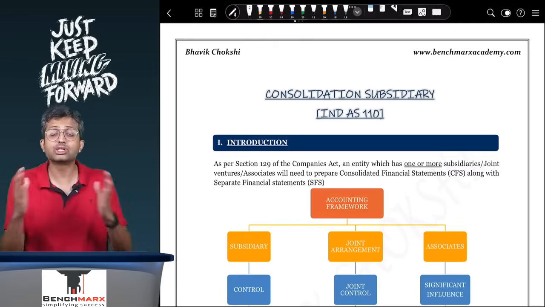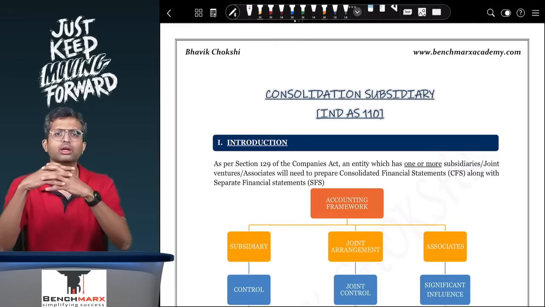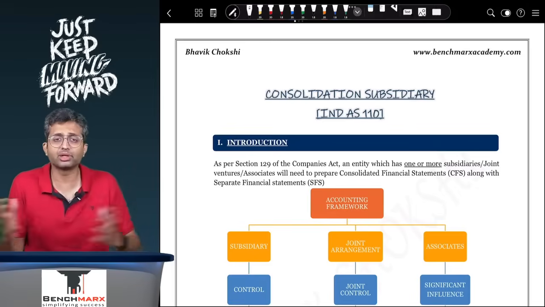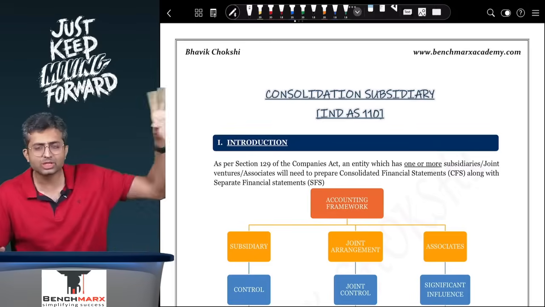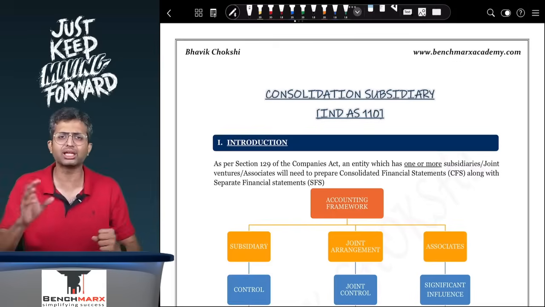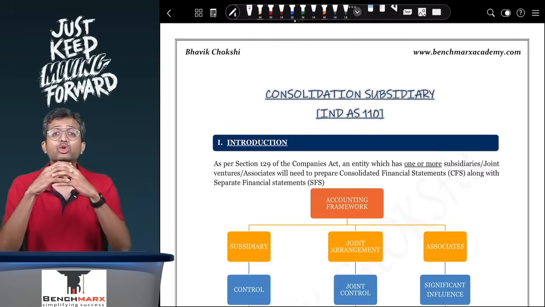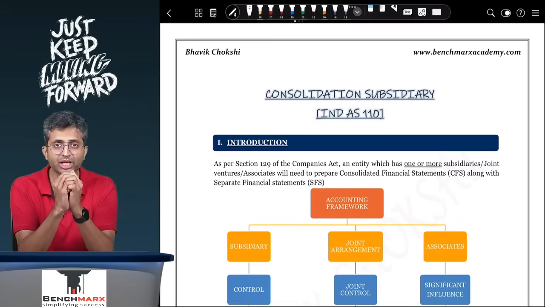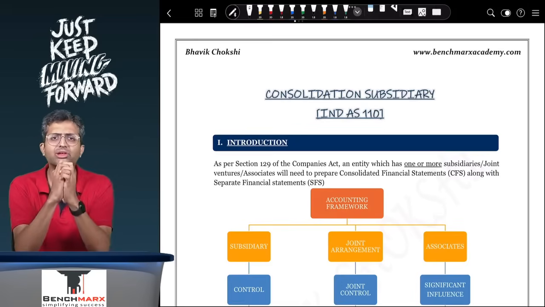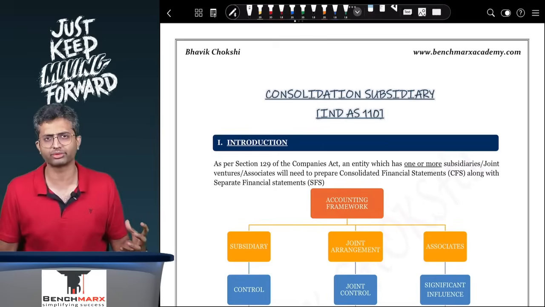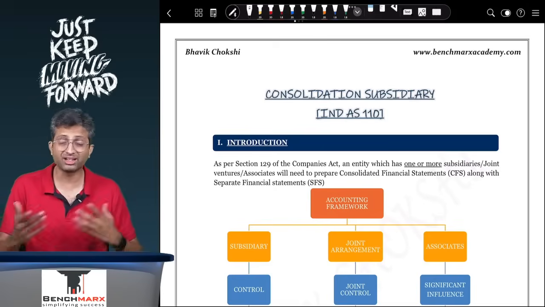What is a CFS? Well, CFS is joining the parent and the subsidiary, considering them to be one. So Reliance Industries Limited is a separate legal entity and Reliance Jio Limited is a separate legal entity. However, if they were to be treated as one and the same, lifting the corporate veil, what will be the overall position? That is the CFS of Reliance Industries Limited. Is it mandatory? Well, yes.